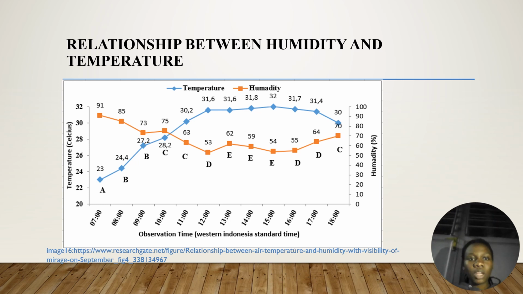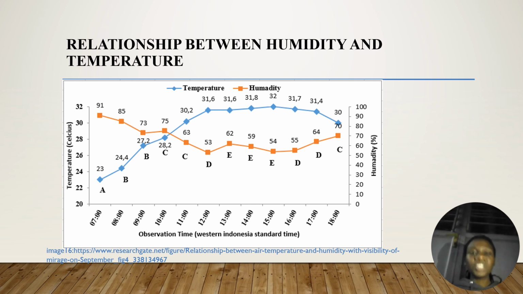As we see, from A to C the temperature is increasing, and the humidity is decreasing. So as the temperature increases, the humidity decreases. And at the end of this graph we have a rise in humidity and a decline in temperature. So this is the relationship between humidity and temperature.